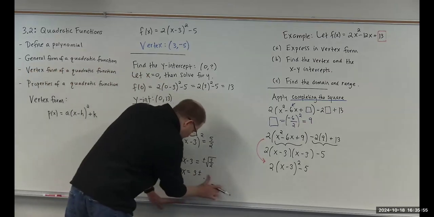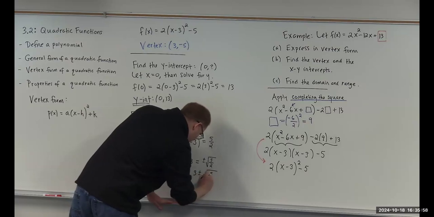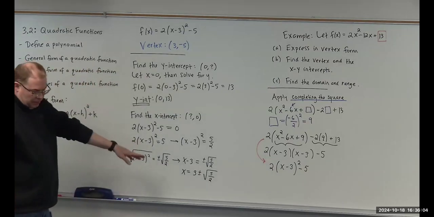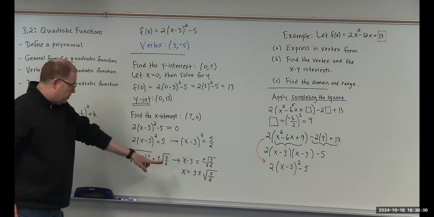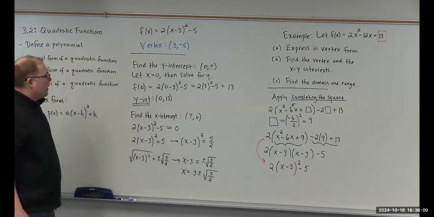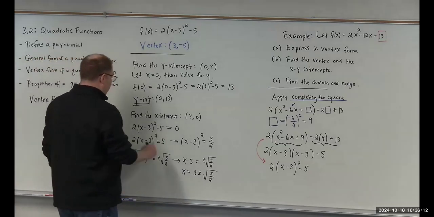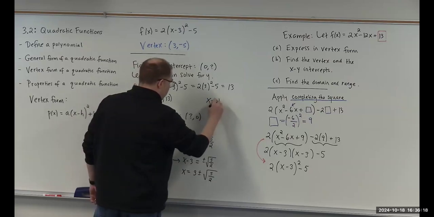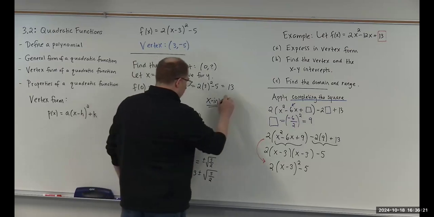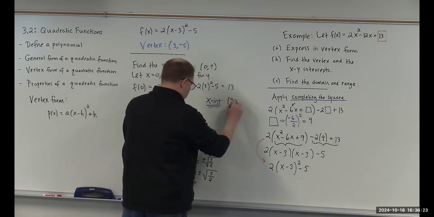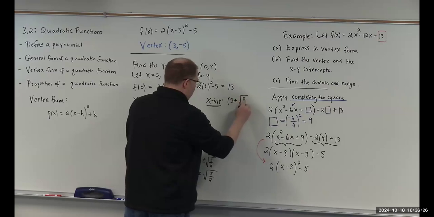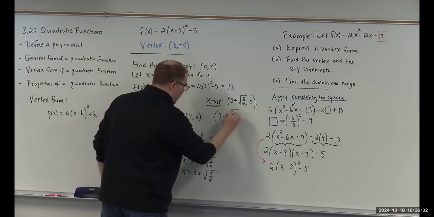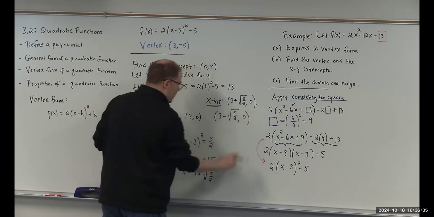Let me write that a little bit bigger here. So this is the x, and we get 2 values of x, plus or minus. So the x-intercepts will be this. Let's put that over here. In one case, we get (3 plus root 5 over 2, 0). The other one is going to be (3 minus root 5 over 2, 0).